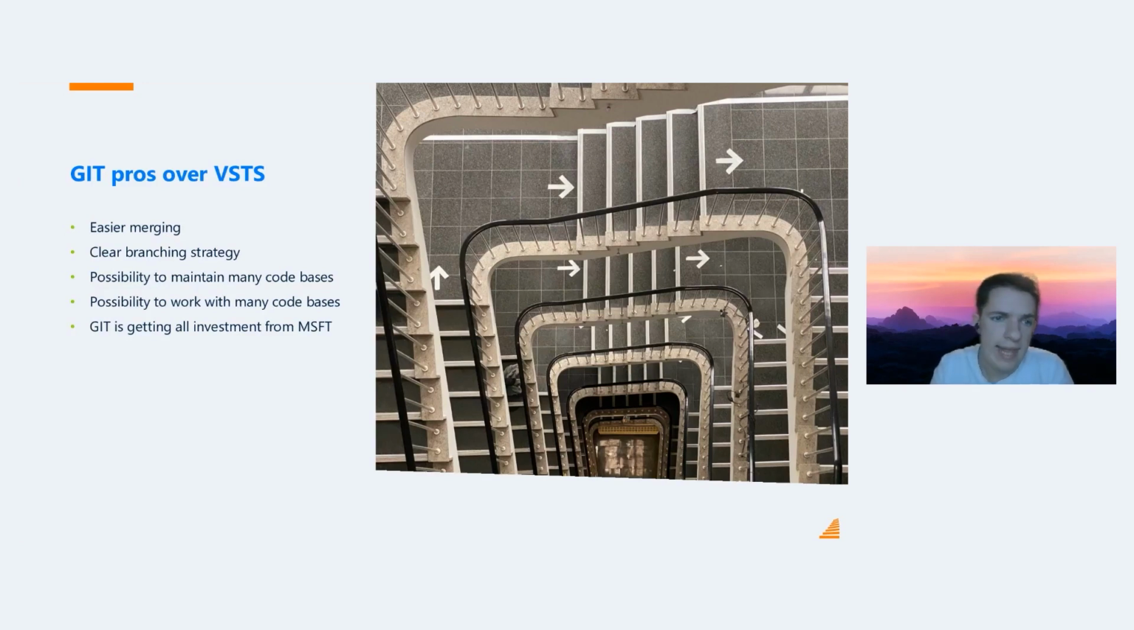And lastly, one of the latest pros is that Git is getting all the love and all the investment from Microsoft. VSTS is considered feature complete, so Microsoft is not improving it anymore. It's still perfectly fine and perfectly working, but Git is getting all the love and all of the new cool stuff.